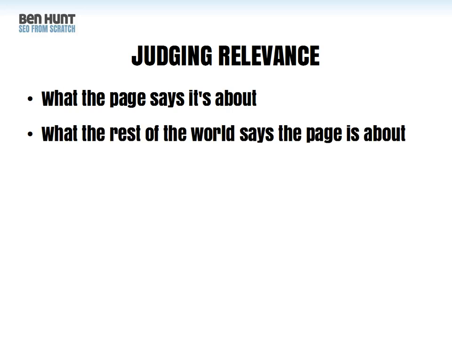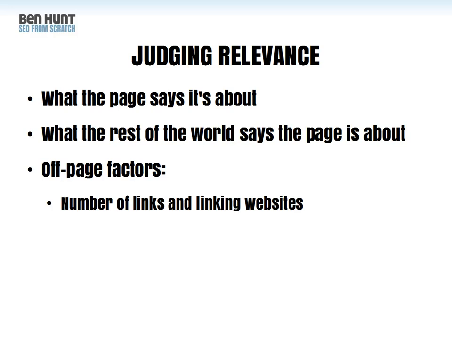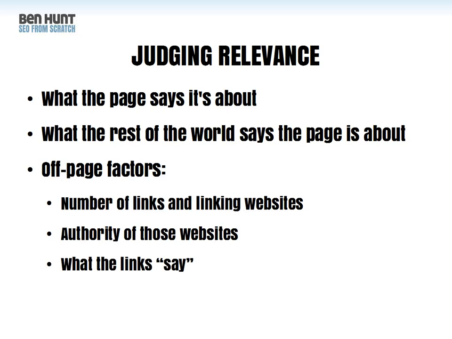Google's big innovation, remember, was what the rest of the world says the page is about. So they use those third-party links as votes for a particular page. And we call these off-page factors. So just to recap, the number of links and the number of websites that link to a page and the authority of those websites are taken into account. And also we need to consider what the links say. So I'm going to show you a free tool now that will help you to know what the rest of the world says about you or about your content.